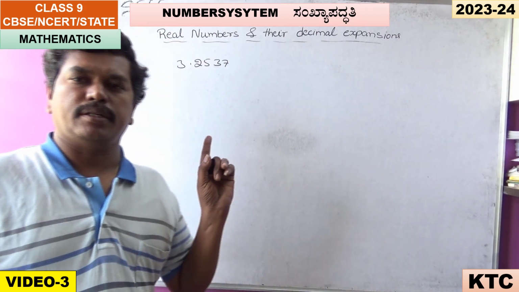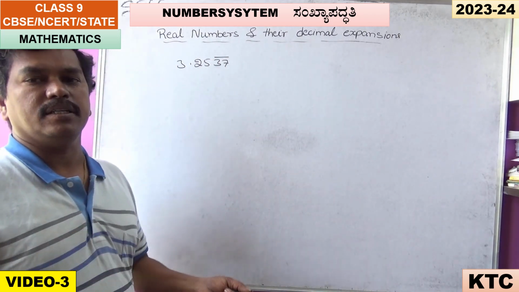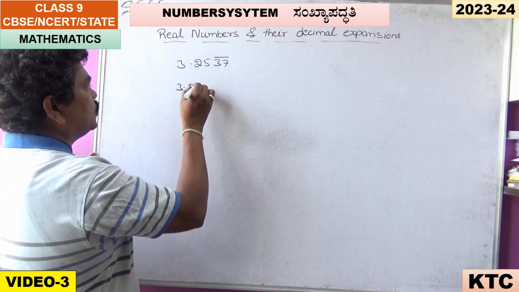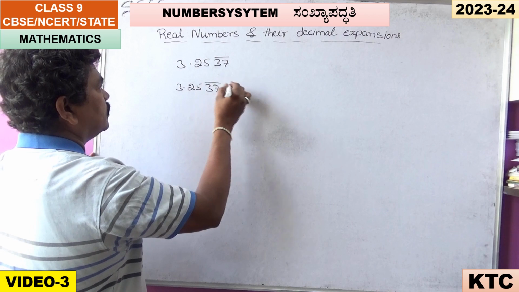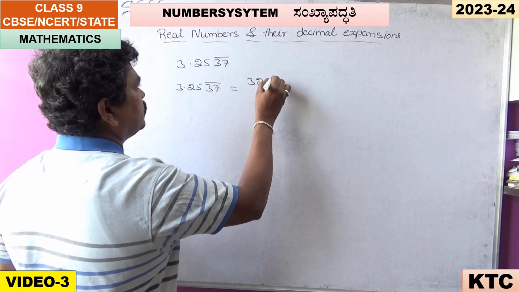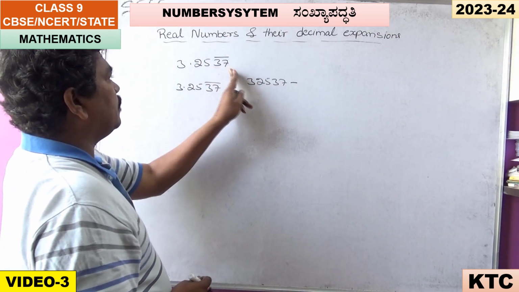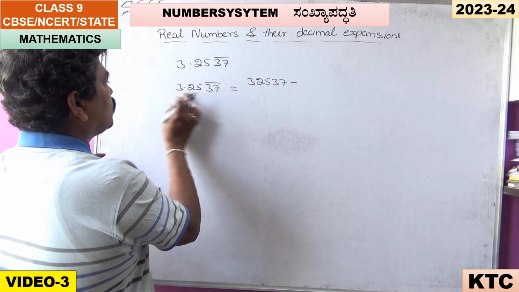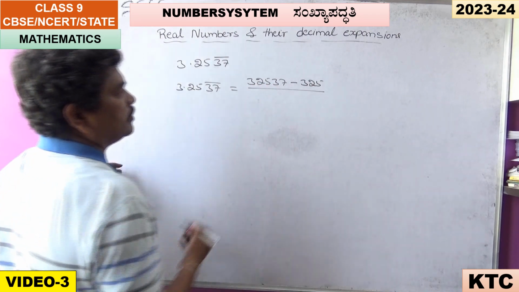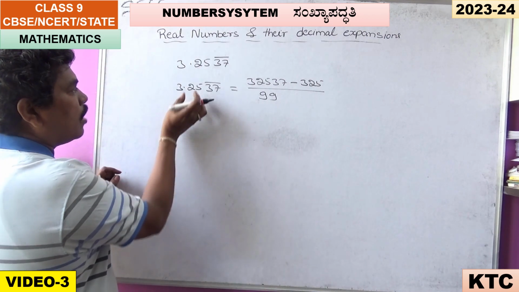So I take one more number. The bar is here, 37 is repeating. How can I write this one? So you observe here, 3.2537 bar. That is equal to, you take the full number, that means 32537 minus what we have to subtract. Leave these numbers, take only this. Totally these numbers 325, divided by how many digits are there? There are 2 digits. Put 2 nines.